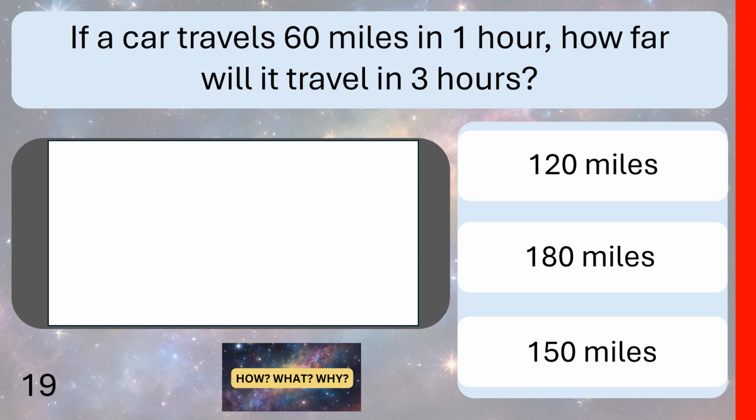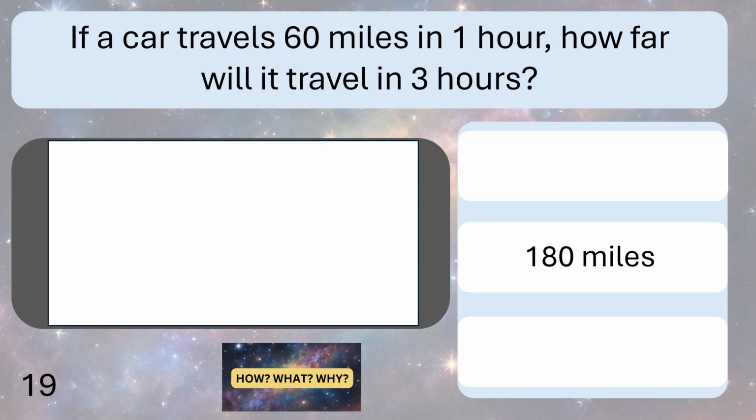A car travels 60 miles in 1 hour. How far will it travel in 3 hours if it keeps going at 60 miles in 1 hour? Is the answer 120 miles, 180 miles, or 150 miles? The car would travel 180 miles because it is traveling at 60 for 3 hours. 60 miles per hour for 3 hours, that's 60 multiplied by 3.